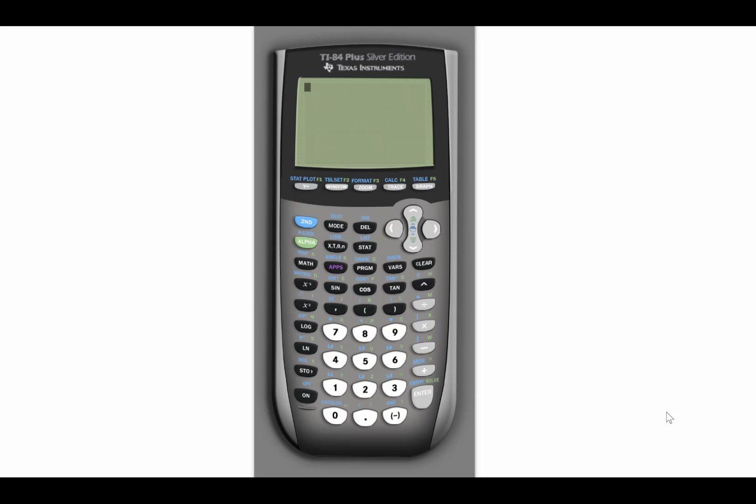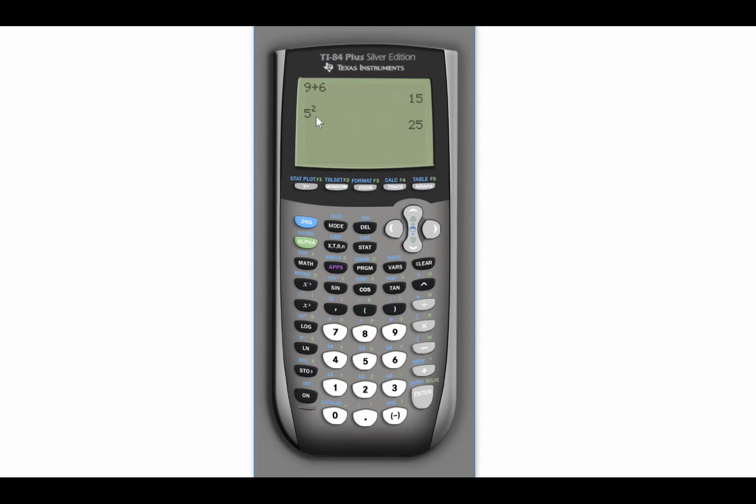When you first turn your calculator on, you're at what's called the home screen. And you generally just have a blank screen with a blinking cursor. Here you can do basic operations, addition, subtraction, multiplication, division, exponents, and what have you. And the nice exponents are here with the caret key. So 5 to the second power.